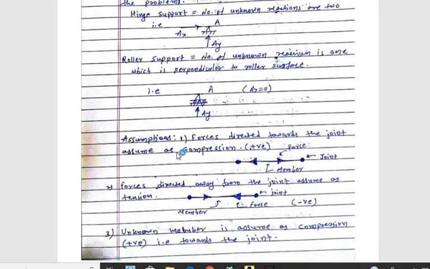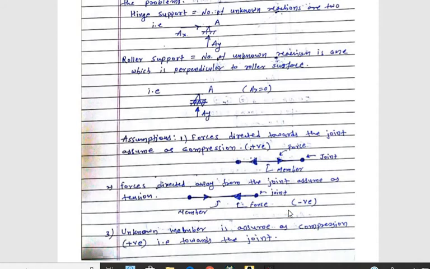Okay, now assumptions. Assumptions means we have to assume the sign convention. I am assuming the sign conventions. Forces directed towards the joints are assumed as compression. This is the joint, and the force is going in this direction. This is a member. So forces directed towards the joints are assumed as compression, and compression I have taken in my case as positive. Next, forces directed away from the joint are assumed as tension. This is the joint, and the force is going in this direction, so it is tension.